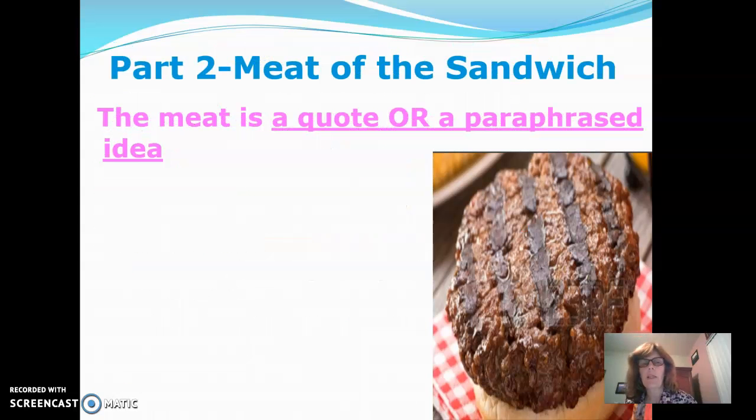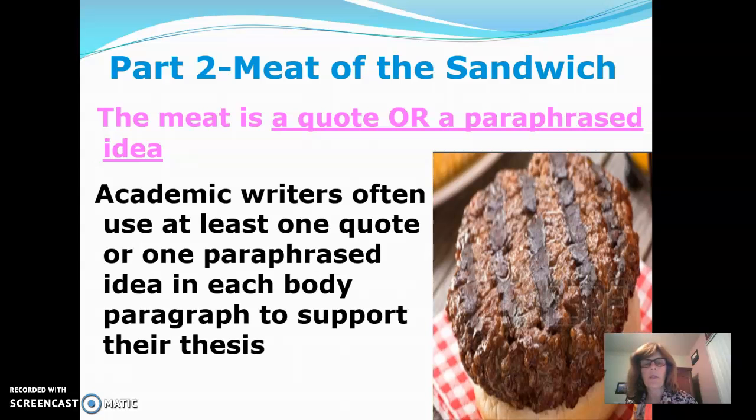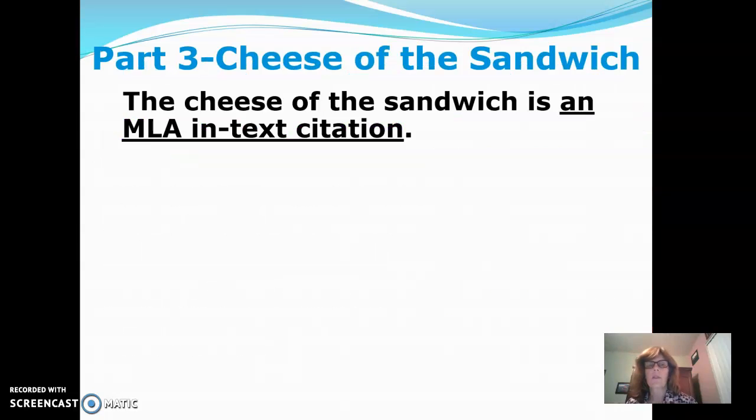Then there's the meat. That's the quote or the paraphrased idea that you want to borrow to help support your thesis or the point you're discussing. We often use at least one quote or paraphrased idea in each body paragraph to support our thesis. So right now we have the lead-in, which introduces the quote or the paraphrase, and then the quote.